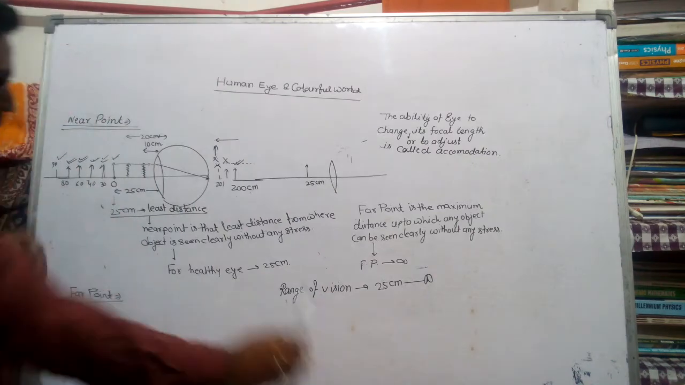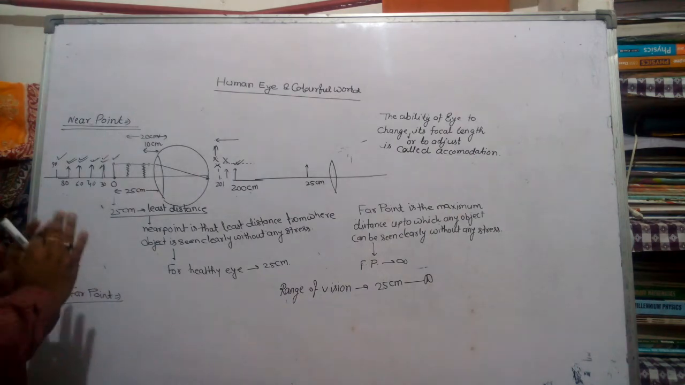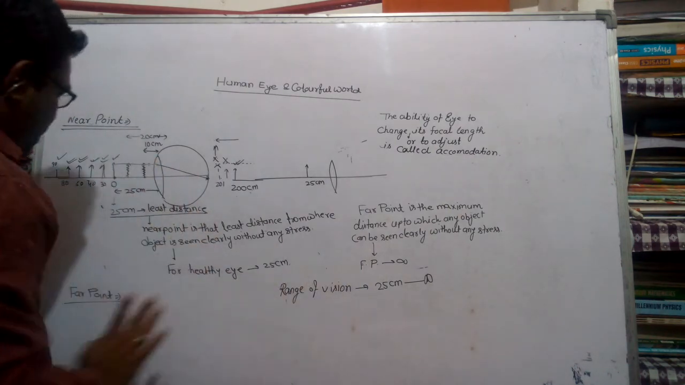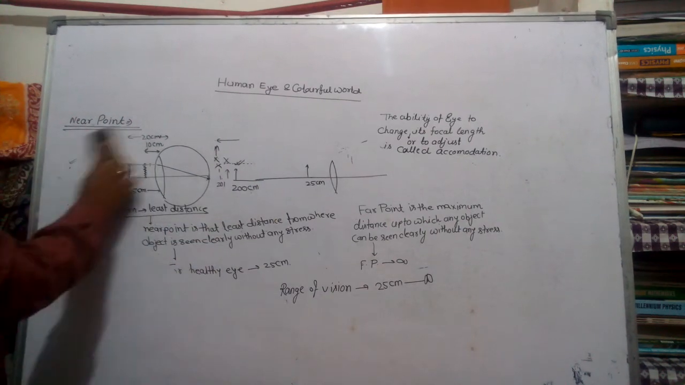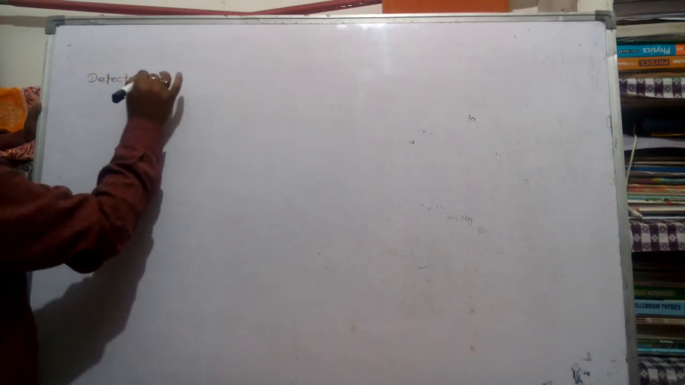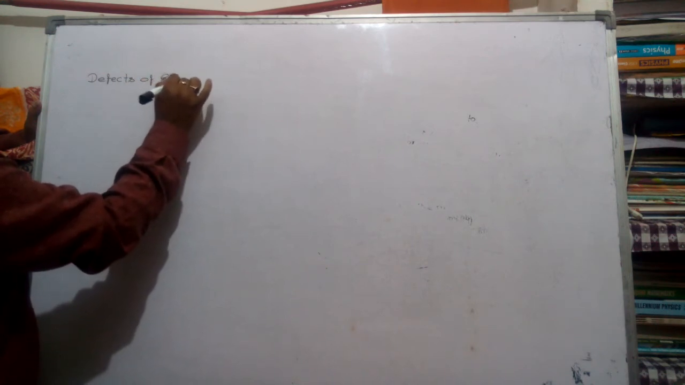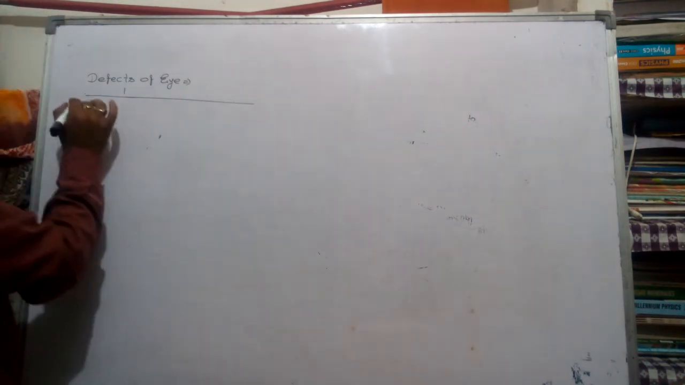Now the range of vision is 25 centimeter to infinity. So this is the point of range of vision, beta. Now the next point: now what are the defects of eye? Now we are discussing the defects of the eye. Look at this. Defects of eye. Beta, we have three types of defects.